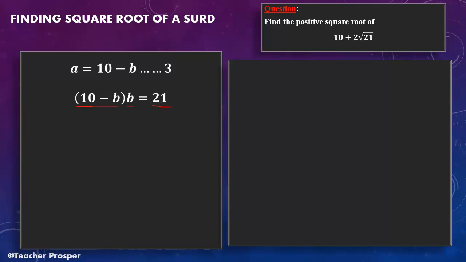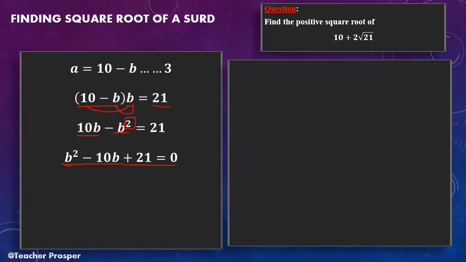Then we'll do expansion. So I have 10 times b and then b times b. So 10 times b will give us 10b, and b times b will give us b squared. Now this brings us to a quadratic equation because of the square here, a quadratic equation in b. So what we need to do is to rearrange the equation. Rearranging it gives us b squared minus 10b plus 21 equals 0.